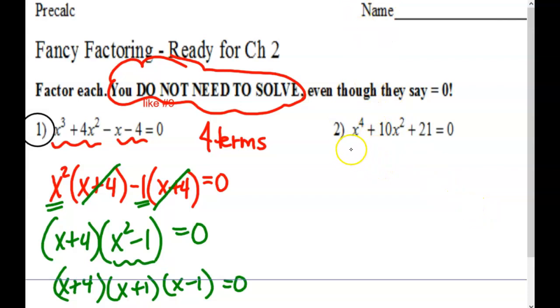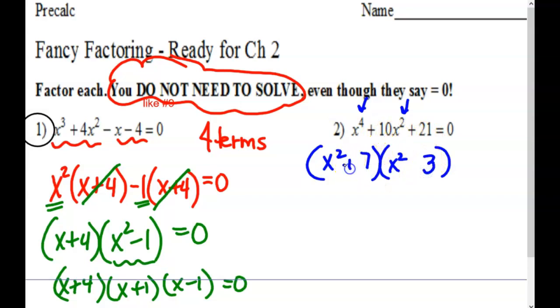All right. I'm not going to do a ton of examples of each kind, but let's talk about number 2. When you have an x to the 4th and you have an x squared, what's going to happen is it's going to factor x squared and x squared. If you don't have an x to the 3rd or an x term, you can factor it x squared and x squared. Now, what are factors of 21 that might make a 10?